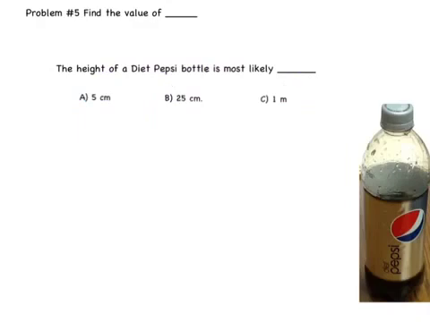In this problem, the height of a Diet Pepsi bottle is most likely A, 5 centimeters, B, 25 centimeters, or C, 1 meter. A water bottle is about as tall as a Pepsi bottle. 5 centimeters is probably about 1/4 of a Pepsi bottle. A meter is about up to a doorknob, so it is way too large. Therefore, it is 25 centimeters.